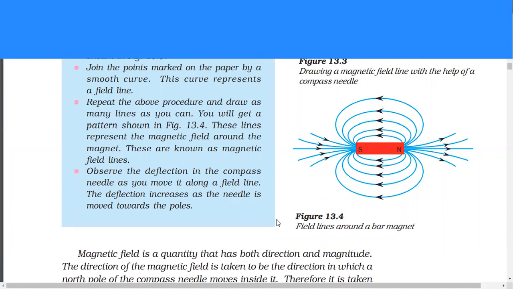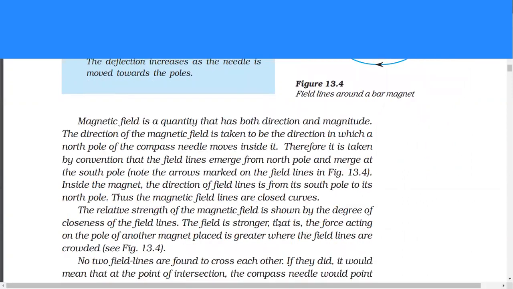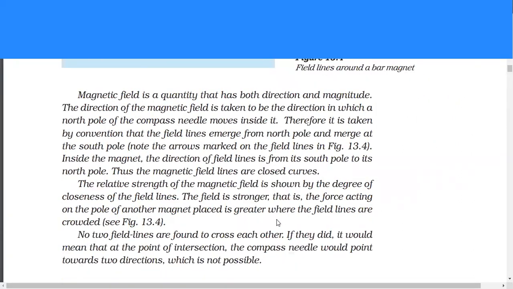Observe the deflection in the compass needle as you move it along a field line. The deflection increases as the needle is moved towards the poles. Magnetic field is a quantity that has both direction and magnitude. Direction of the magnetic field is taken to be the direction in which a north pole of the compass needle moves inside it. Therefore, it is taken by convention that the field lines emerge from the north pole and merge at the south pole. Note the arrows marked on the field lines in figure 13.4.